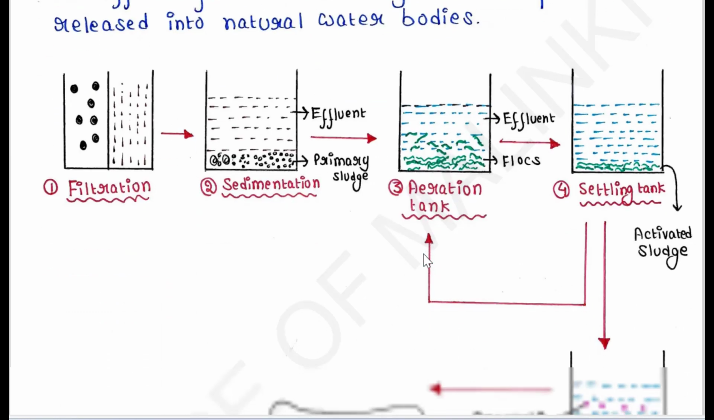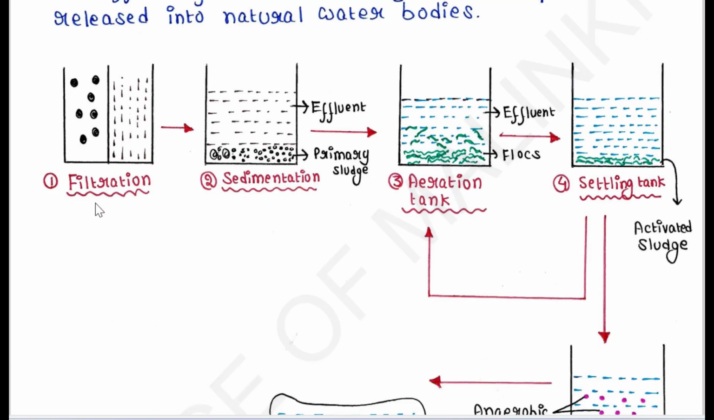So you can see here the schematic. First is the filtration step. Then is the sedimentation where the pebbles and soil are sedimented. Here this is forming the primary sludge, and here it is the effluent. So effluent is now transferred to the aeration tank. In the aeration tank, flocs will be formed and here is the effluent. Now this mixture is transferred into the settling tank.